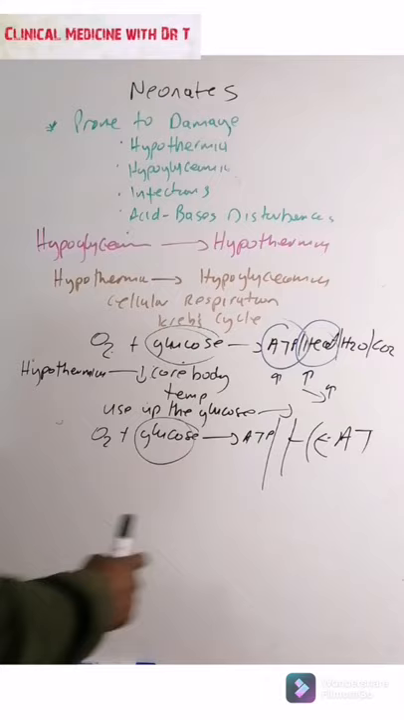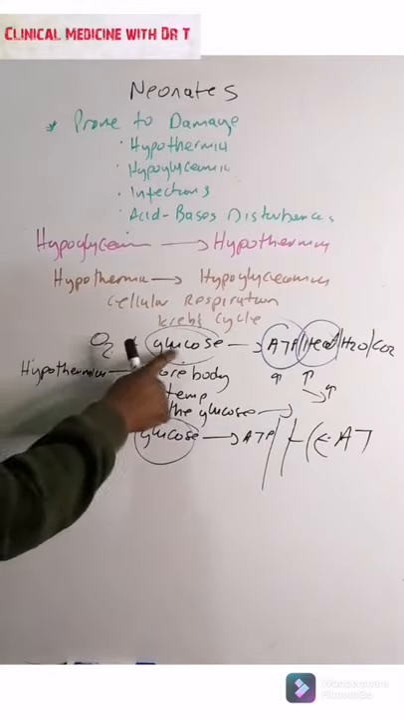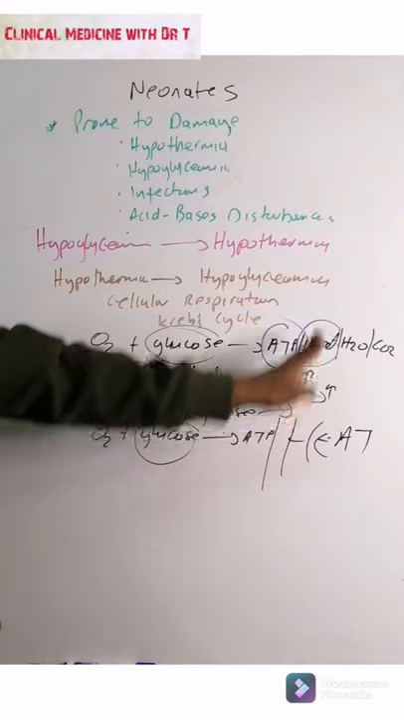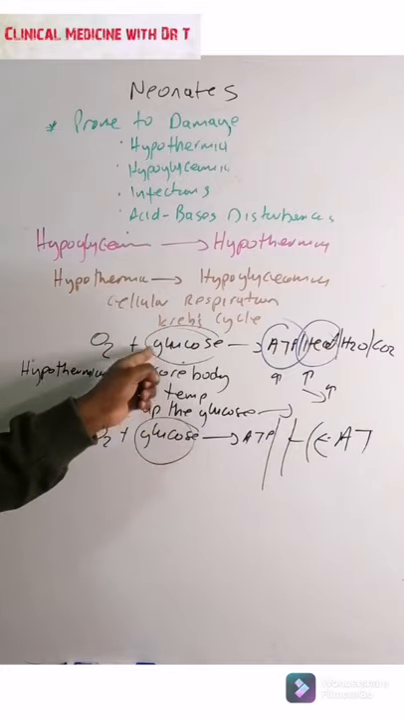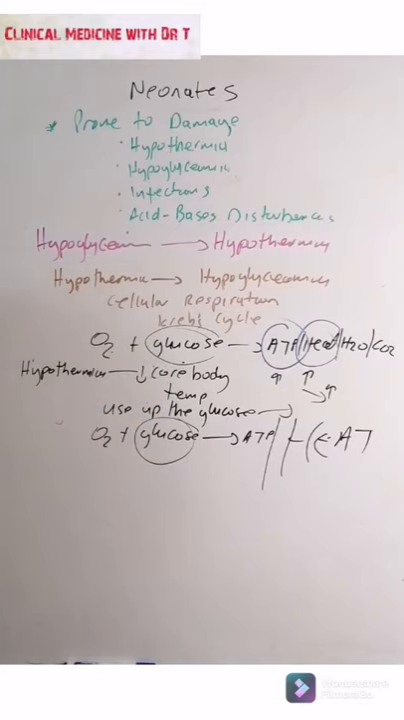But the problem is this: as it increases that heat, it means it must have used a lot of glucose. As you are trying to correct the hypothermia by increasing heat production, you are using your glucose up. So if this is not replaced, the kid is going to get into hypoglycemia. This is how it happens, guys.